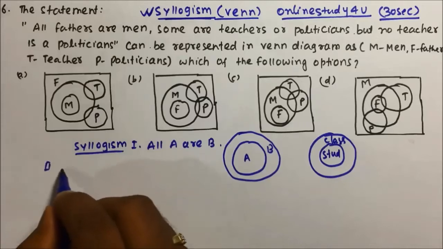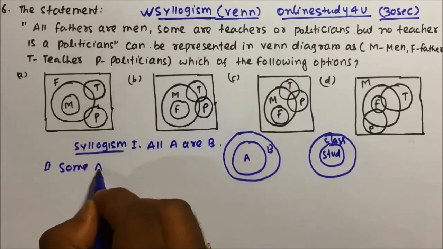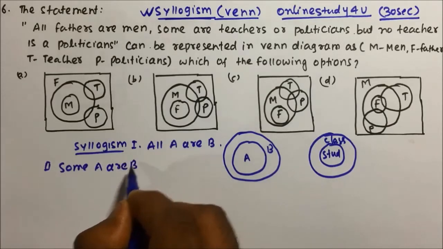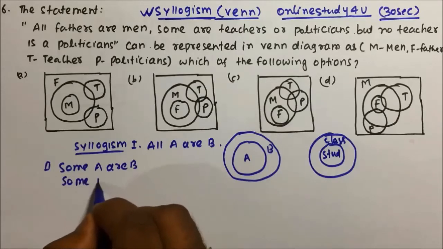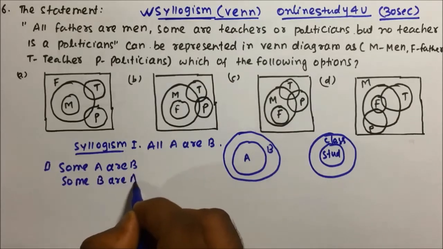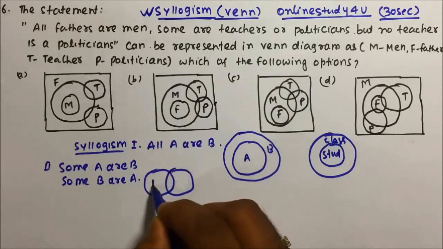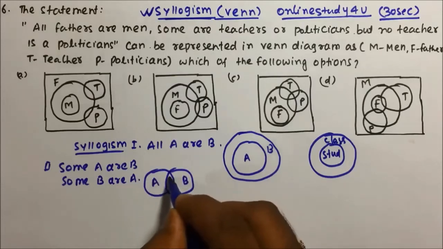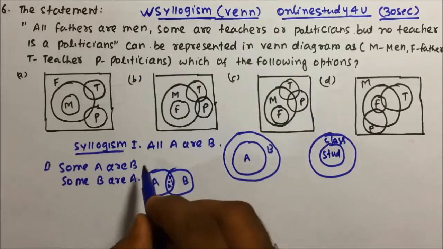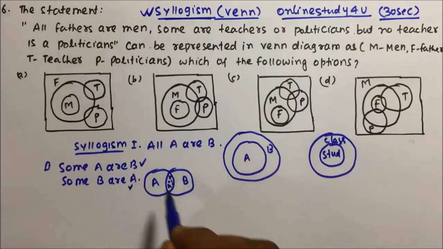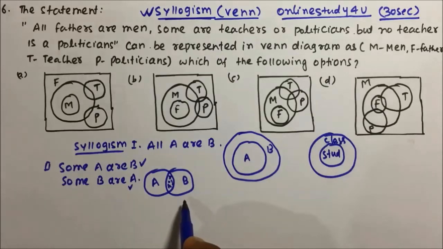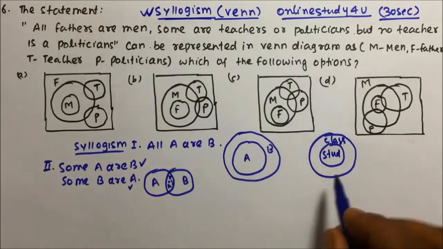Now the second one is some A are B. Some A are B, or you can also say some B are A. Both are the same. Then how will you make the diagram? So this is my A and this is my B. Some part of A will be in B and some part of B will be in A. So we say some A are B, and then we say some B are A. This is the second concept which I wanted to tell you.